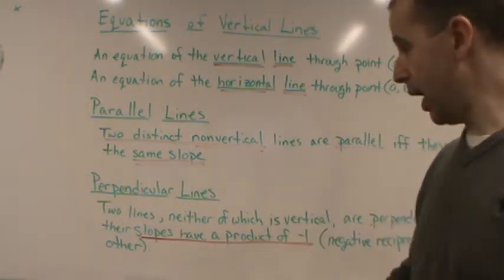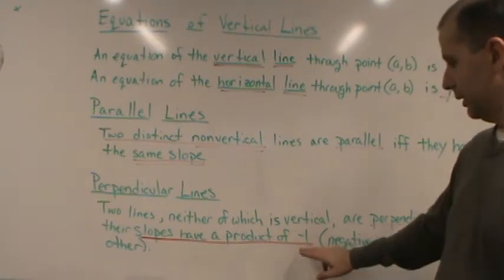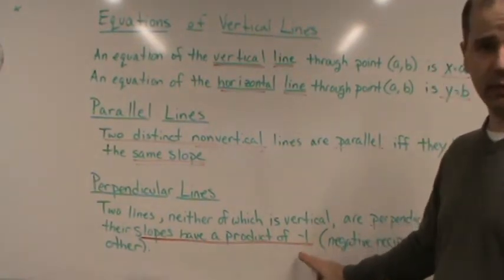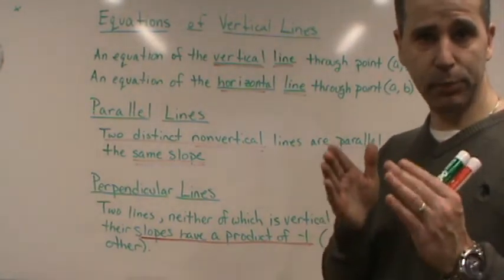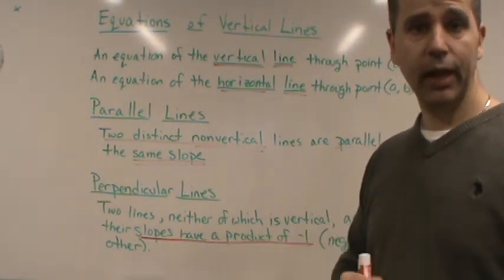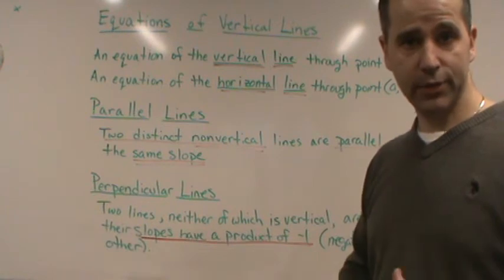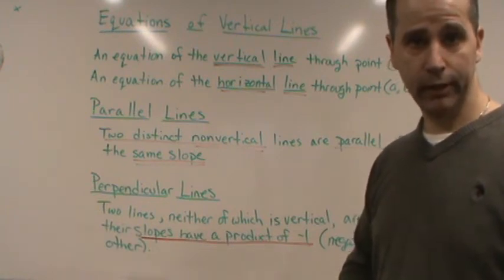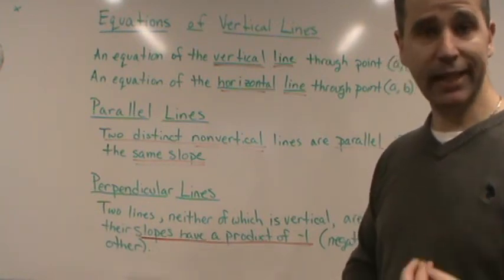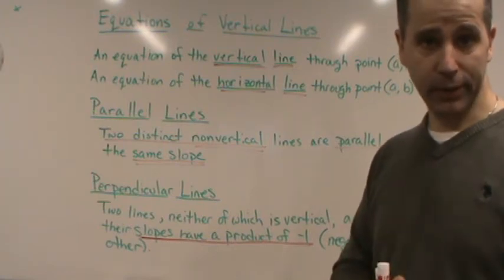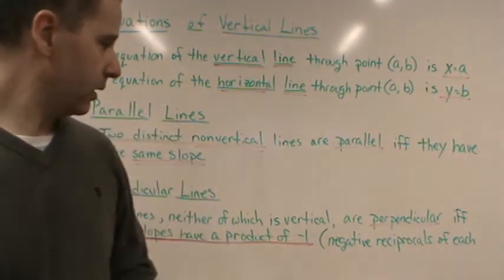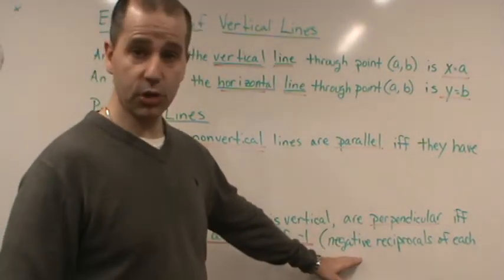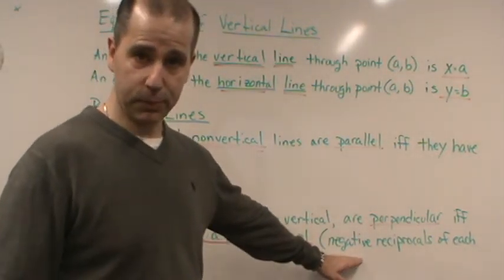Well, if the product of their slopes is equal to -1. If we take the product of their two slopes and get -1, then the two lines are perpendicular. If the product is anything else, then they're not perpendicular. That also means that the two slopes are negative reciprocals of each other.